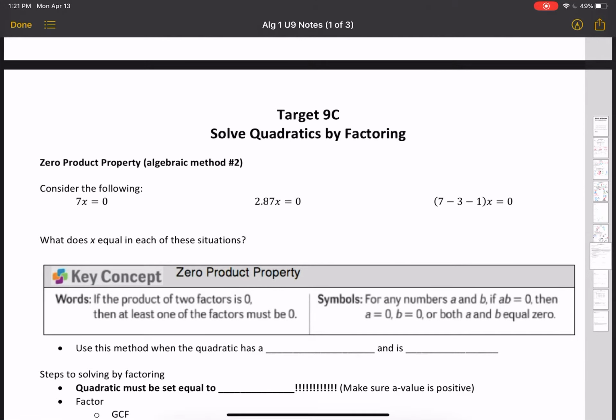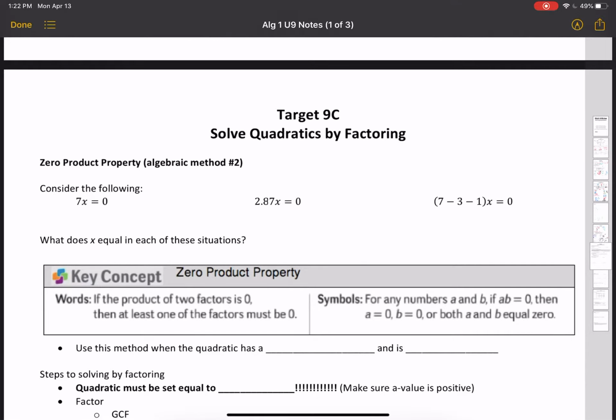We're going to continue now and expand upon our factoring review from the previous video. In this video, we're going to solve quadratics by factoring. And what that means is we are going to take factoring and we're just going to add one or two steps to it in order to find the solutions or the x-intercepts of a quadratic. And the way we're going to do that is called the zero product property.